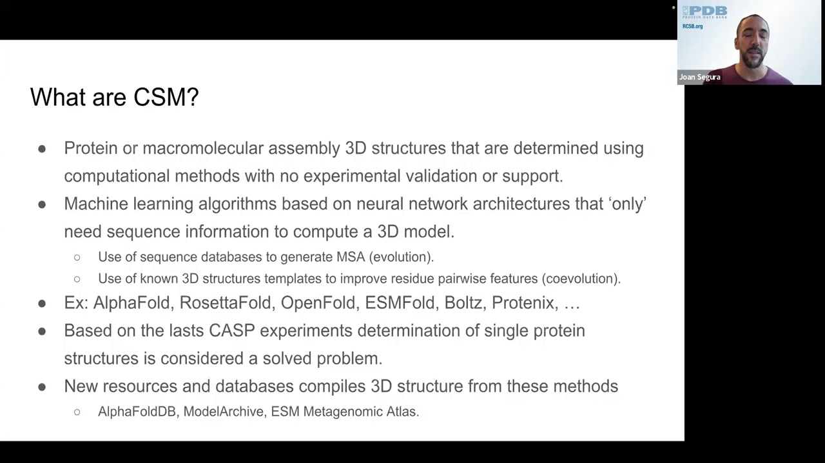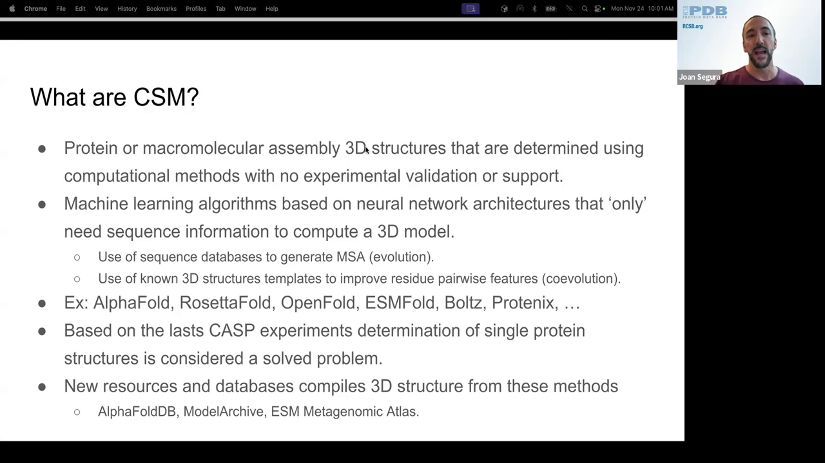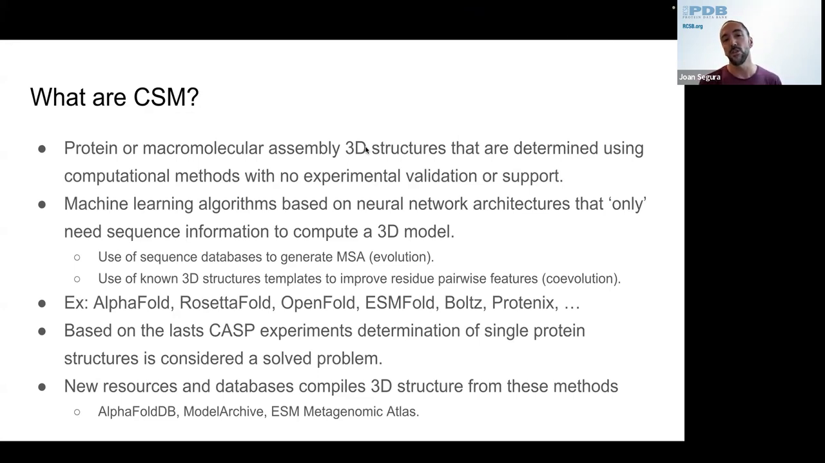So let's start from the beginning. What is a computed structure model? Don't take this as a formal definition, but I think it's going to be useful for this presentation, and it describes the situation in the context of rcsb.org. We can define a computed structure model as a protein structure that has been obtained using computational methods, and there is no validation or support from experimental techniques.